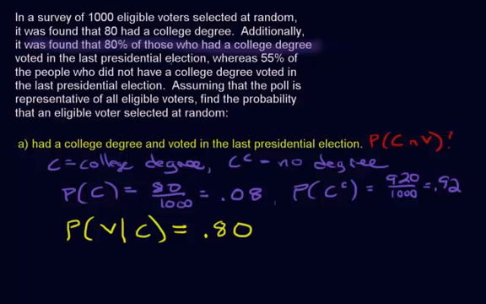And then what else does it say? Whereas 55% who did not have a college degree voted. So that means the probability that you voted given you did not have a college degree was 0.55. So based on this, it looks like you were more likely to vote given you had a college degree than if you did not. All right then, so this is all the information we can pull from here. So let me just write all of this up here.